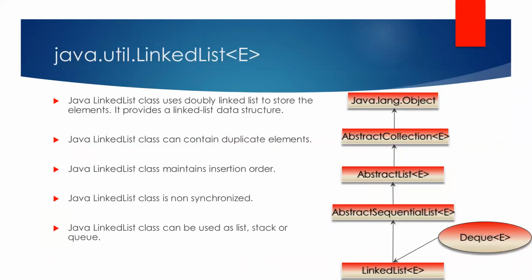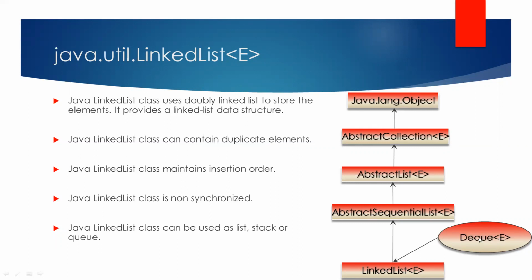Next is the linked list. Just look at the hierarchy of the linked list collection class. As we know, object is the supermost class. After that, abstract collection is a class that inherits the object class. After that, abstract list, then abstract sequential list, and linked list. This linked list implements double-ended queue. As we know, double-ended queue means it has ends on both sides. So linked list provides the facility of the double-ended queue.